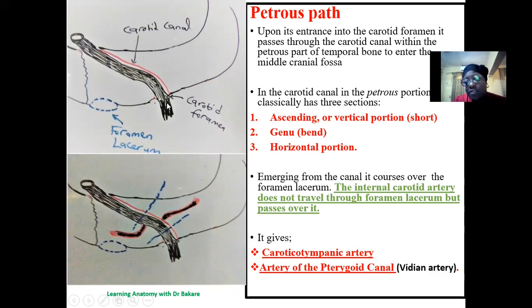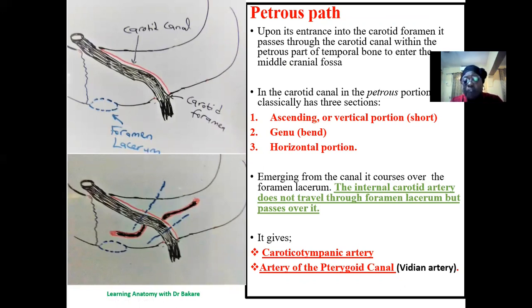If you look at the path by which it runs, from this image, you will see that because of its curvature, it is able to run over the foramen lacerum, but it does not pass through it. It only runs over it before it finally exits the middle cranial fossa. So within the petrous part of the temporal bone, the internal carotid artery is able to give off two branches.